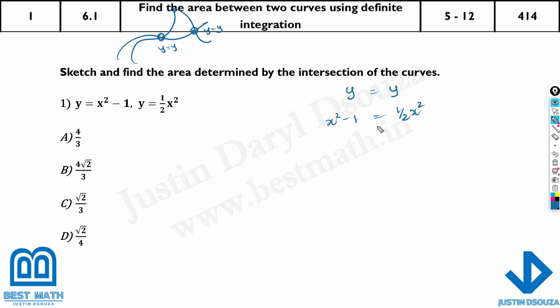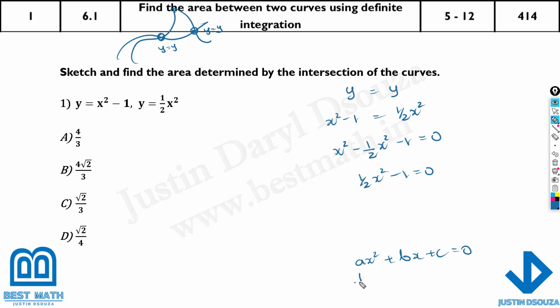Now we can use quadratic in a calculator, but we need to have it in quadratic standard form. Take this half x squared to one side, it will be x squared minus half x squared minus 1 equals 0. And here, this is like 1x squared minus half x squared. So 1 minus half is positive half. Half x squared minus 1 is equal to 0. Now you can see this is in terms of ax squared plus bx plus c equals 0, the standard quadratic form. But we have b missing.